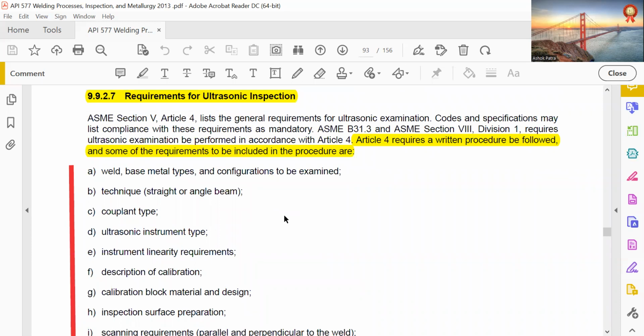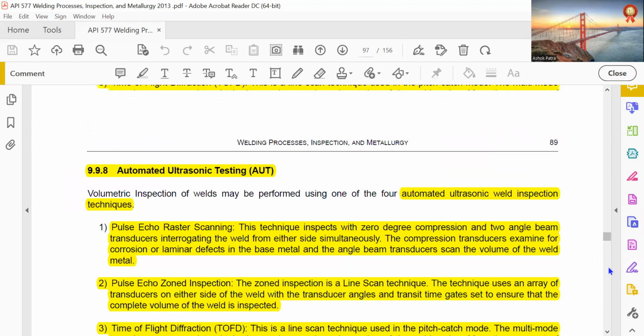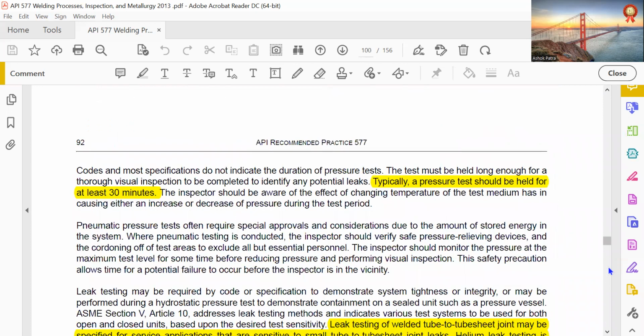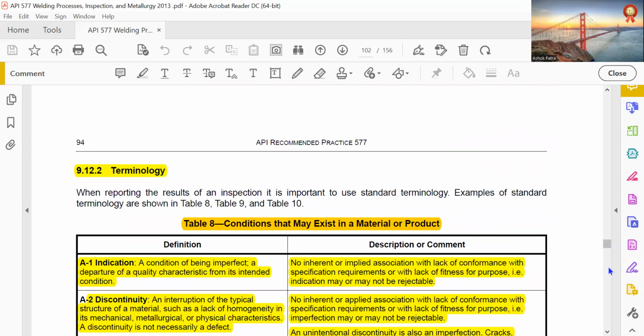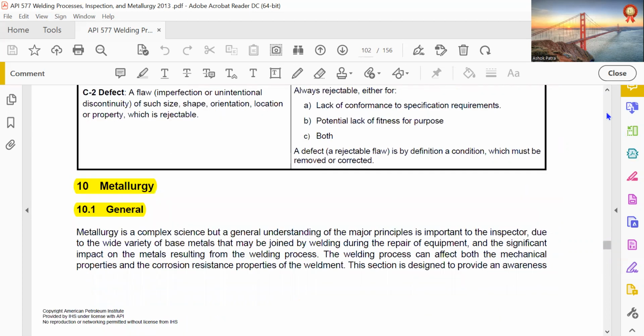Can we stop here? Because I think this is too much. We have to divide into parts. So we stop here so that we divide this into two parts.